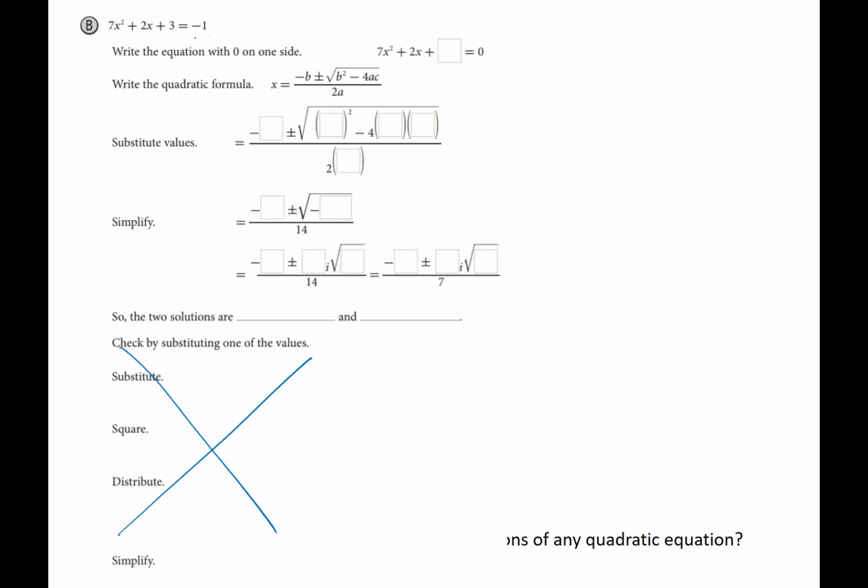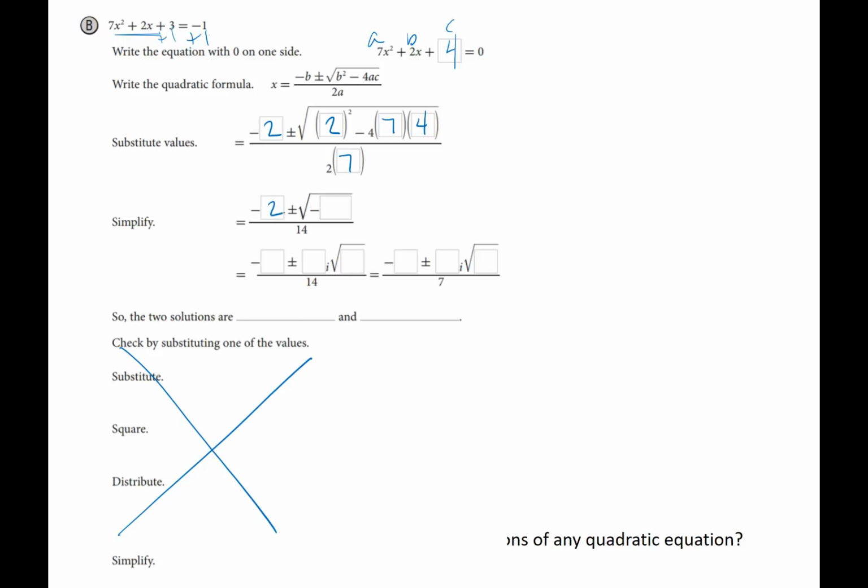So I'm going to add 1 to both sides. So that gives me a 4 here. So my A is 7, my B is 2, and my C is 4. So we now substitute in. So we're going to put in the B, so negative 2 plus or minus 2 squared minus 4AC, so 7 times 4, all over 2 times A, which is 7.